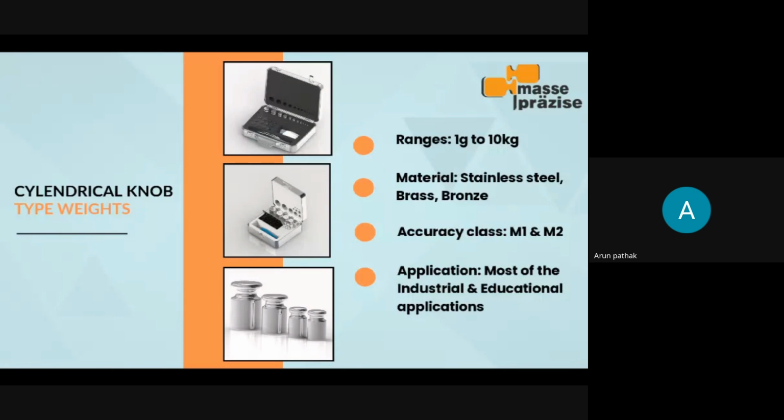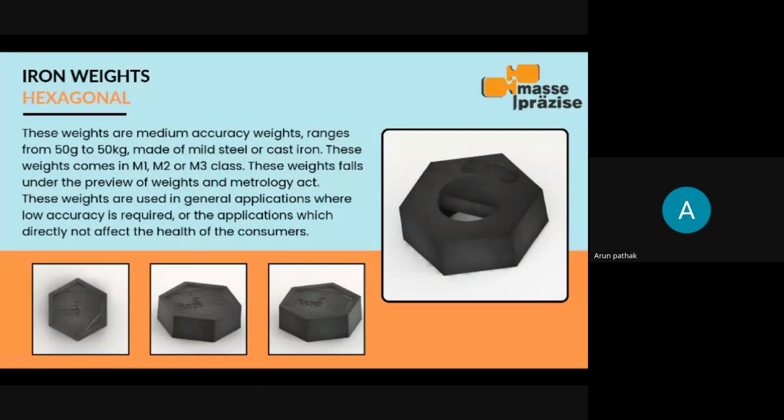And then there are weights. The word written in the Weights and Measures Act is weights, which we are discussing right now. Iron weights, cylindrical weights, these are all called weights, which we are discussing one by one. Next one is iron weights, hexagonal.